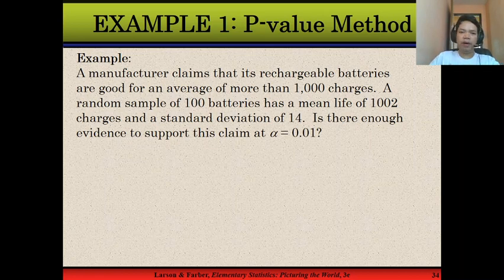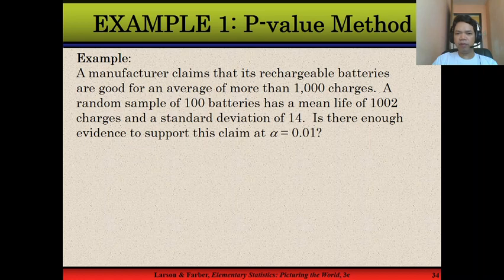Okay, ito na example 1. So a manufacturer claims that its rechargeable batteries are good for an average of more than 1,000 charges. Okay, the word is more than 1,000 charges. A random sample of 100 batteries has a mean life of 1,002 charges and a standard deviation of 14. So is there enough evidence to support this claim?